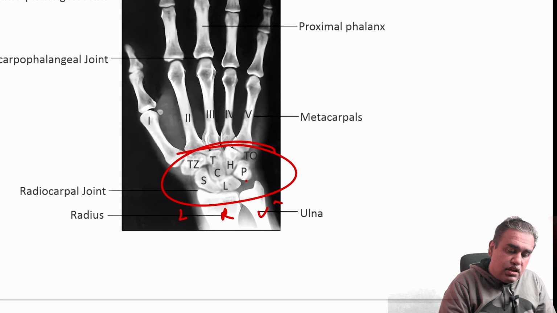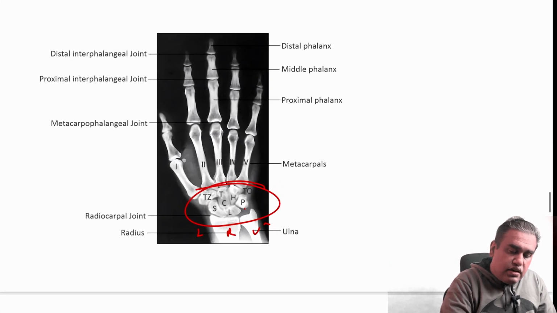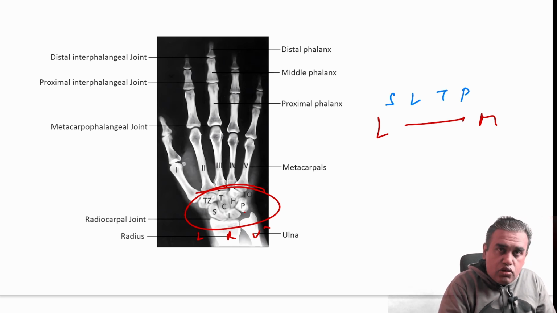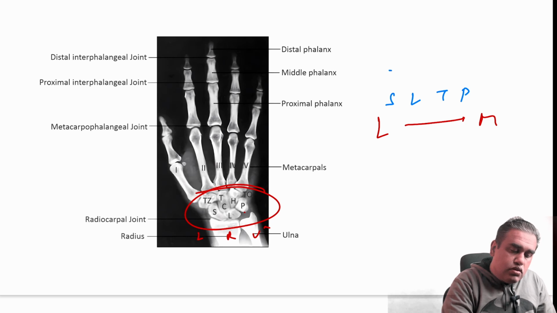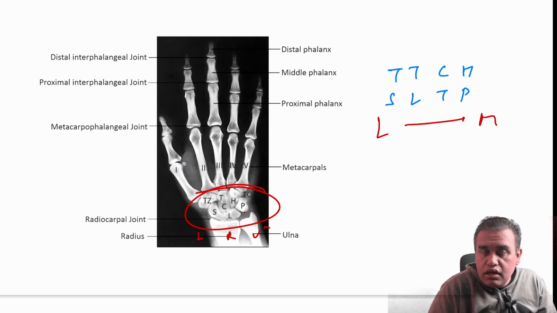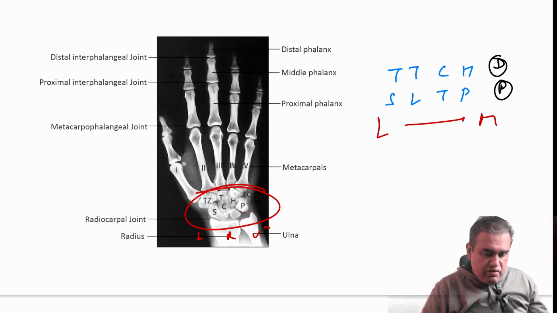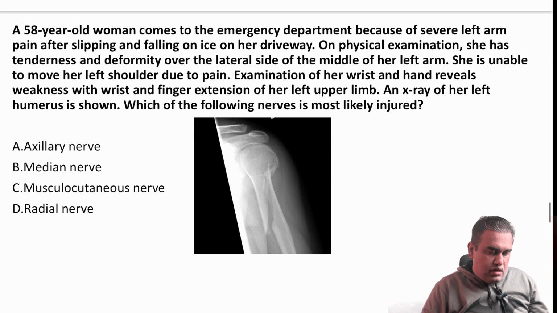And then remember the mnemonic. We all should be knowing it. From lateral to medial, the mnemonic for the proximal row is "She looks too pretty. Try to catch her." This is the mnemonic from lateral to medial for the proximal row as well as the distal row. Proximal row, this is the distal row. Okay, fair enough. Let's see the next one.